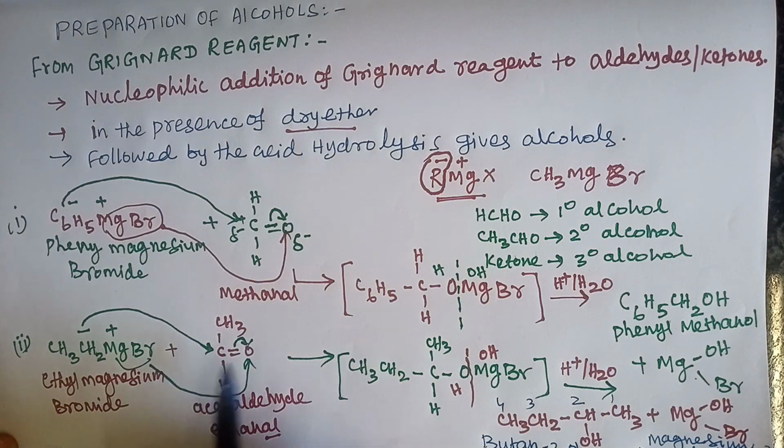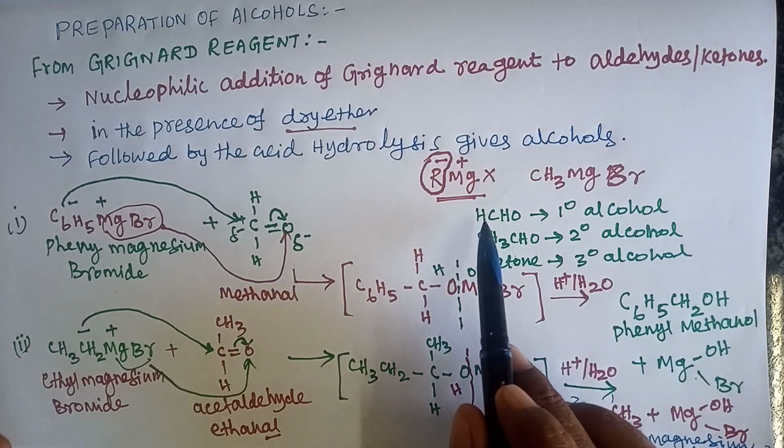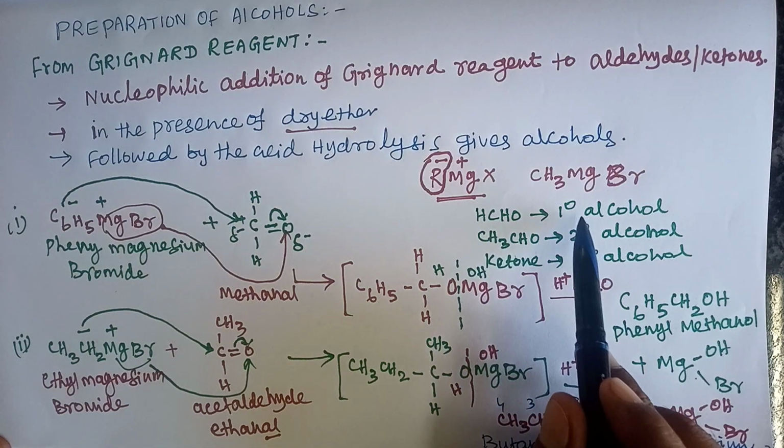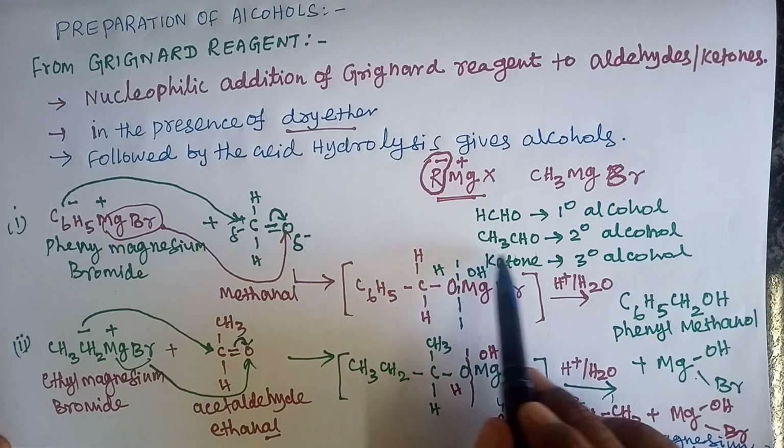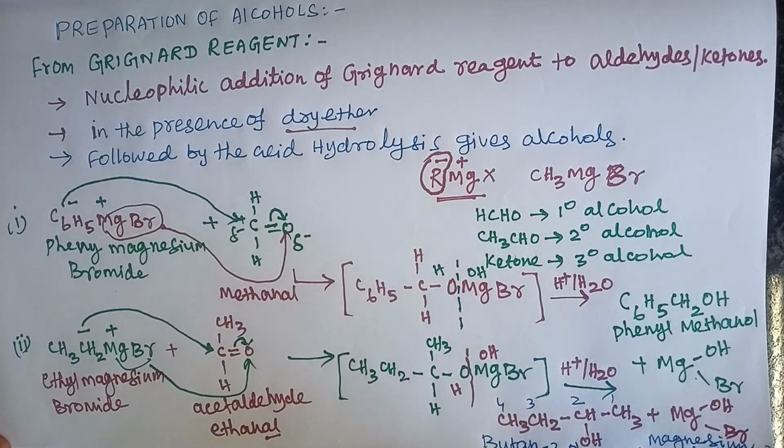If we are taking other aldehydes like acetaldehyde, it reacts with ethyl magnesium bromide and gives the addition product, followed by acid hydrolysis, it gives secondary alcohol. If you are taking formaldehyde, it gives the primary alcohol. If you take acetaldehyde, it gives secondary alcohols. So do you understand, student? I hope you understand.